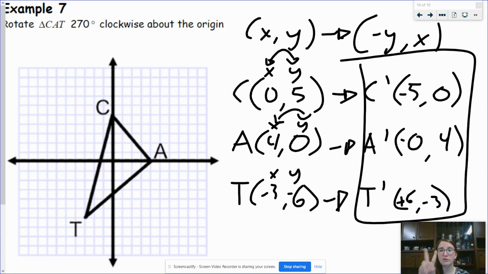Ask yourself, does the formula tell me I need to switch the x and y? If so, do it. And then look at the negatives. Do I need to make one of them negative? Do I need to make both of them negative? It depends on the formula. So we're going to practice this a bit more in class, but I want you to try the assignment and see if we're understanding how this works.